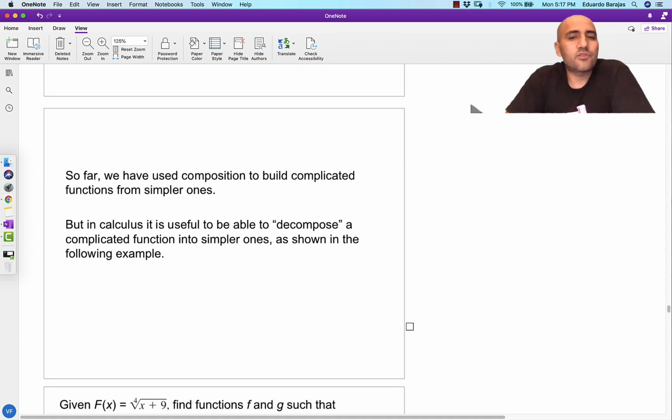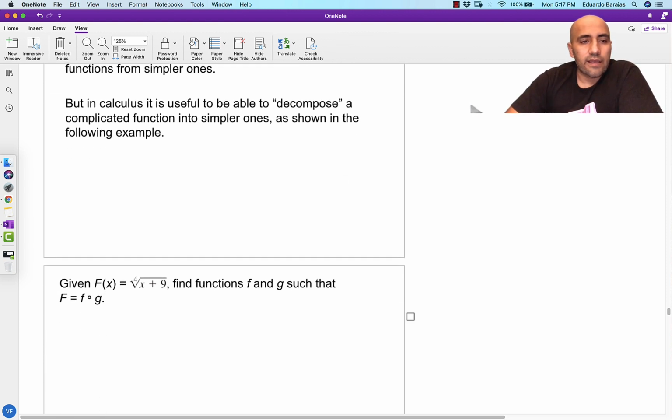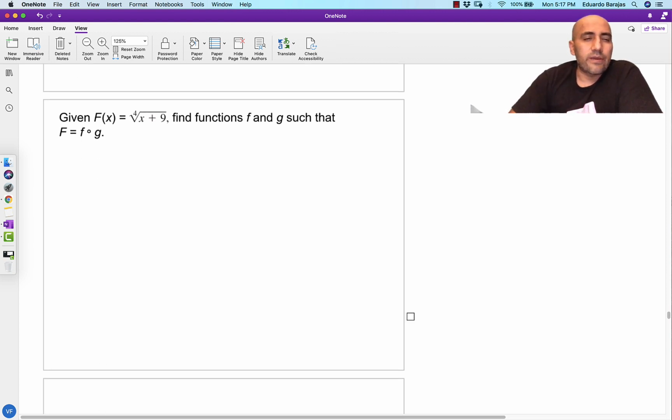So far we have used compositions to build complicated functions from simpler ones, but in calculus it's useful to be able to decompose a complicated function into simpler ones, as shown in the following example. Here we have an example where we have the output, the final product of a composition of functions. Capital F is made up of lowercase f composed with g. So find those two functions that make this work.